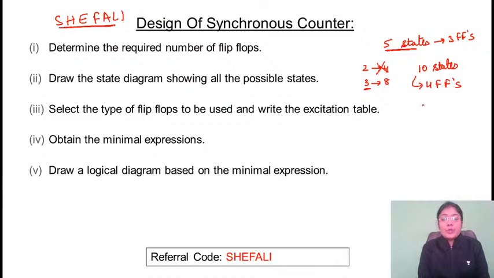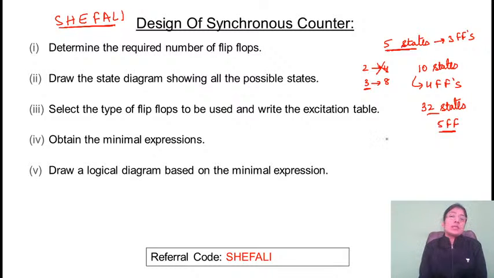If I want to represent 32 states, how many flip-flops are required? It is 5 flip-flops. If the number of states is given, then you can determine the number of flip-flops.